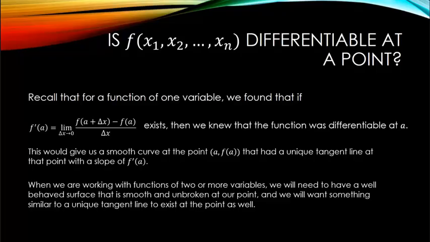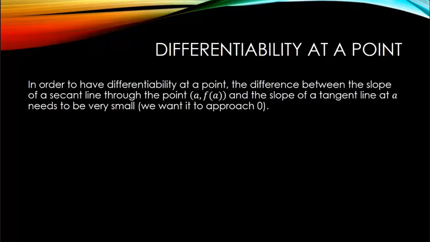When we are working with functions that have more variables, we need to have a well-behaved surface that is smooth and unbroken at our point, and we want something that's going to be similar to a unique tangent line to exist at that point as well, in order for our function to be differentiable at a point on the region we're interested in. In order for us to have differentiability at a point, the difference between the slope of a secant line that passes through the point a and f of a and the slope of a tangent line at the point a will need to be very small. In fact, we want it to approach 0.